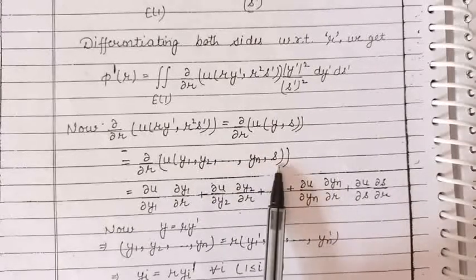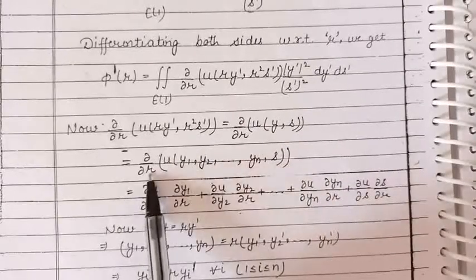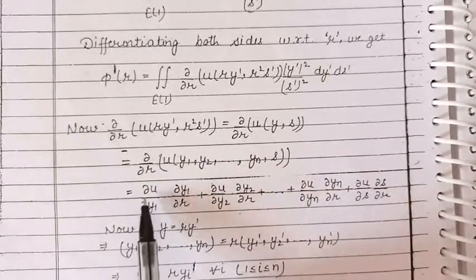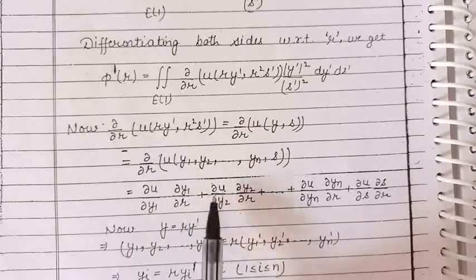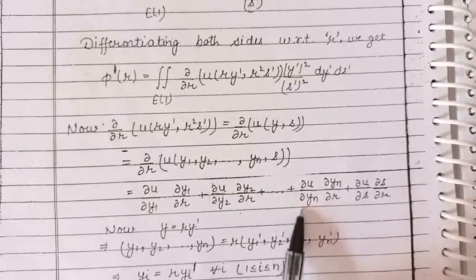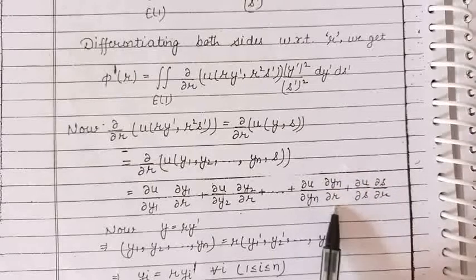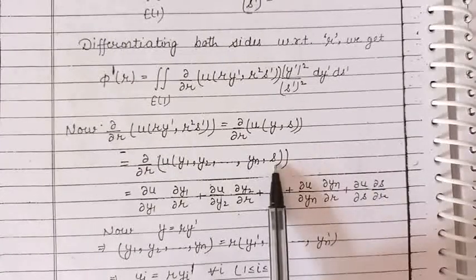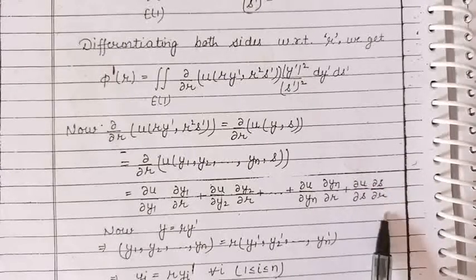So we can say that u is a function of y1, y2, y3 and so on up to yn and s. So by chain rule of differentiation, its partial derivative with respect to r is given by ∂u/∂y1 into ∂y1/∂r plus ∂u/∂y2 into ∂y2/∂r and so on, ∂u/∂yn into ∂yn/∂r, and lastly ∂u/∂s into ∂s/∂r.